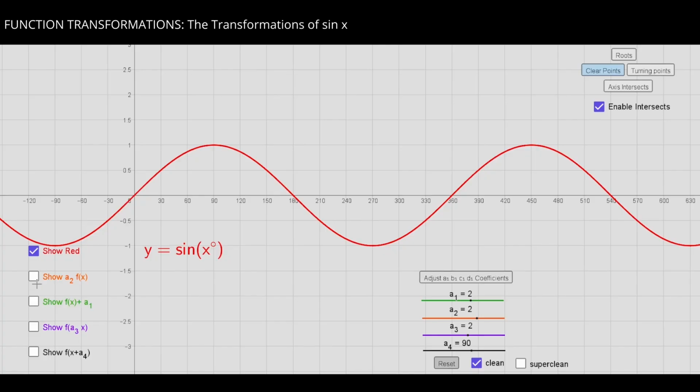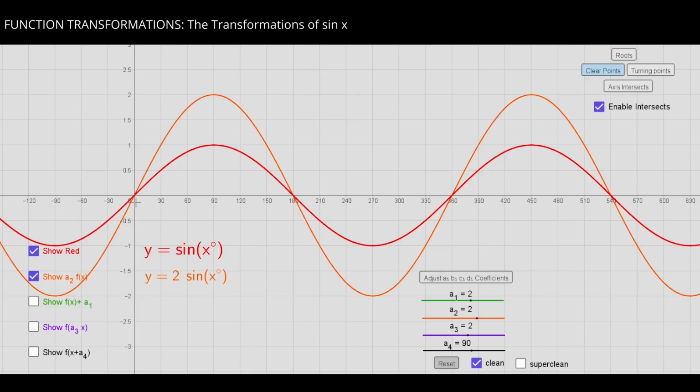So let's see whether that's true by displaying the curve, and this curve is going to be 2 times sin x. And there it is shown in orange. And just as predicted, the point 1 goes up to 2, the point 0 remains 0, and this point here, which used to be -1, has gone down to -2.